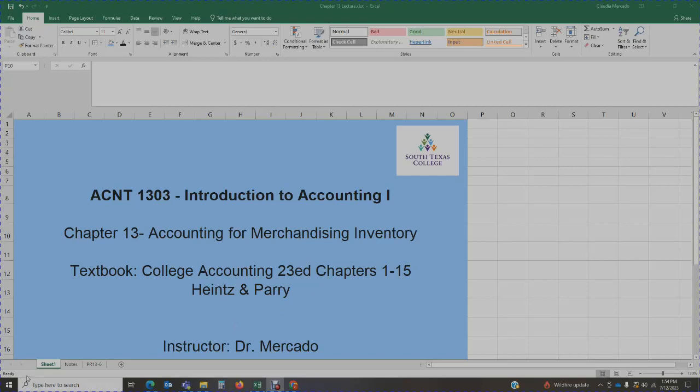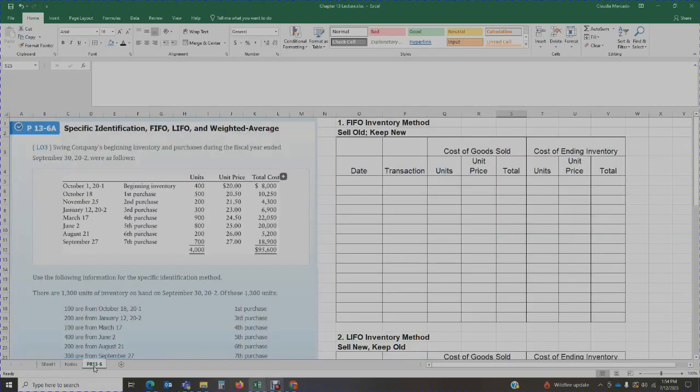Okay, I'm going to show you the problem that we're going to cover. It is another long problem, so the lecture is going to be a little bit long, but it's a very important problem because it basically compiles all of the different inventory valuation methods in one problem. So I'm going to go over how to calculate inventory, both the cost of goods sold and the ending inventory, using the specific identification, the FIFO, the LIFO, and the weighted average methods.